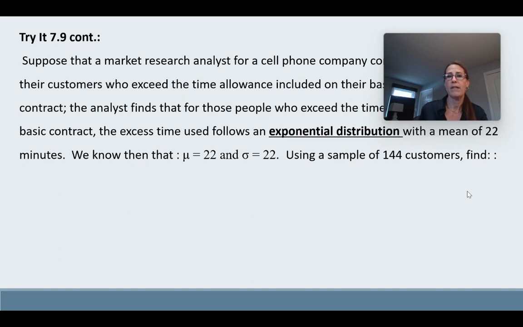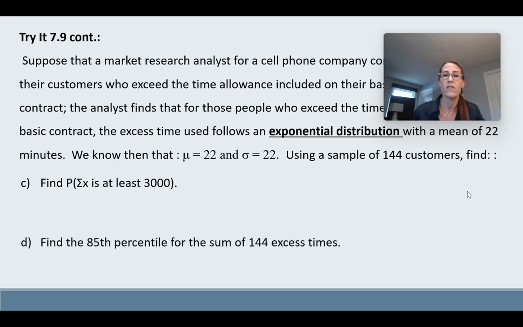So same problem, but now we're going to talk about sums. So this is mean excess time. What's the probability that the sum of mean excess times is at least 3,000? So that's greater than or equal to 3,000. And the 85th percentile for the sum of 144 excess times.